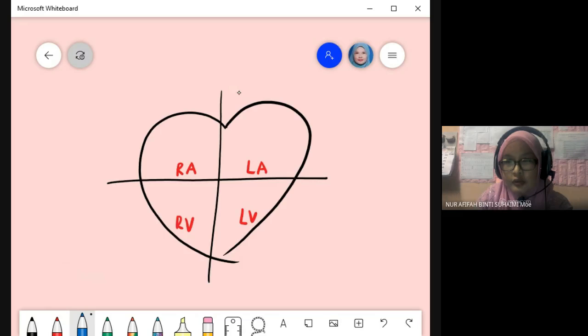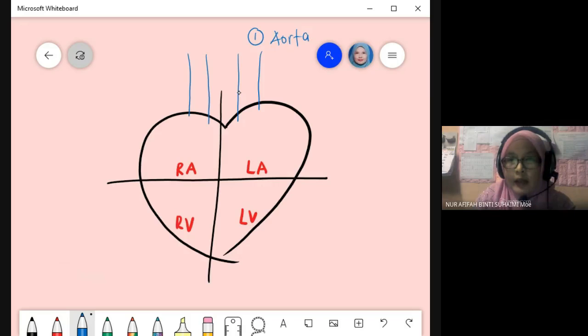So where are their positions? Remember there are 2 blood vessels at the upper part of your heart. These two are arteries. The most important one to remember is the aorta. This aorta pumps the oxygenated blood, which contains more oxygen, to the whole body. So this one is aorta.